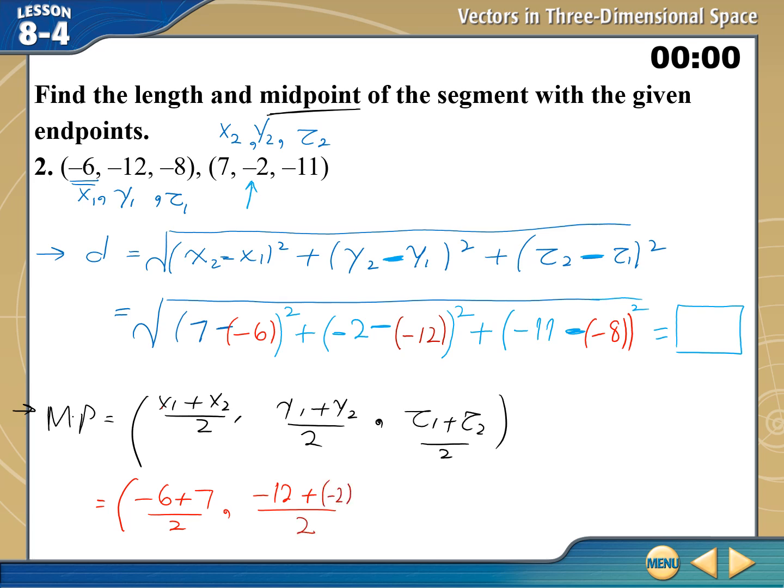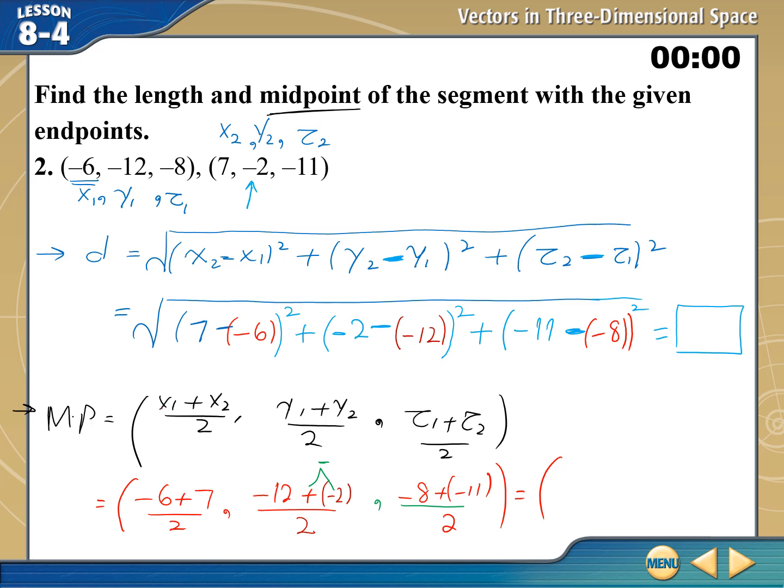And remember that plus and minus gives us minus. Even you can write directly in the calculator. No need to do plus minus like these things. Okay. Then you have z1. z1 is negative 8 plus z2 is negative 11 divided by 2. Okay, let's try to find this answer, because this we can do manually.